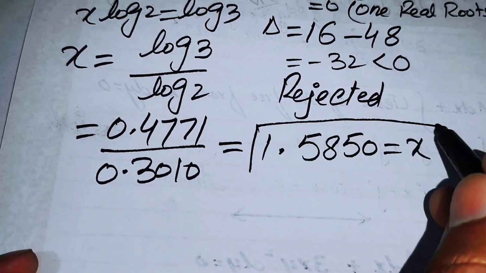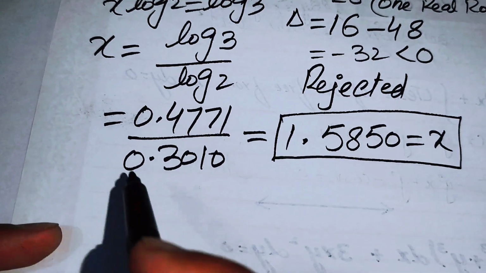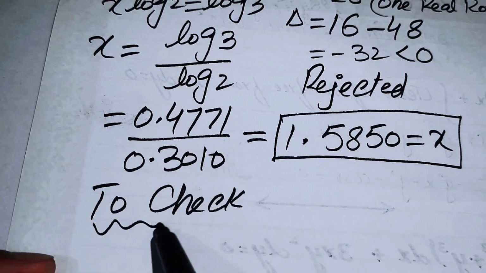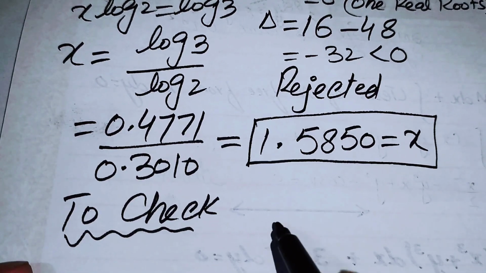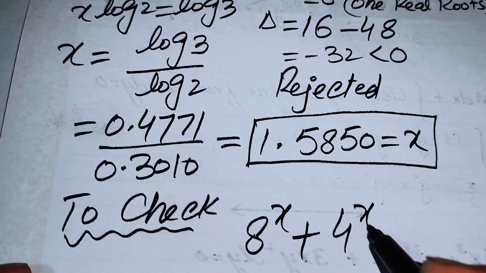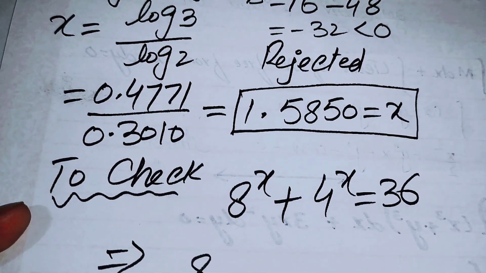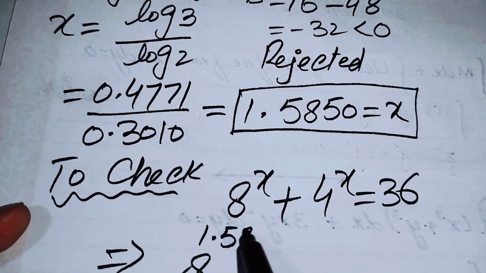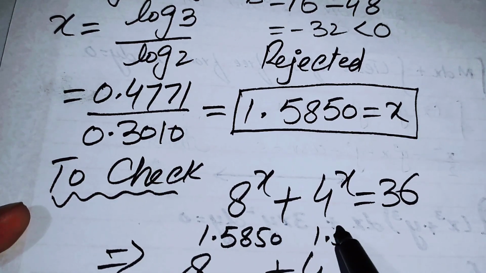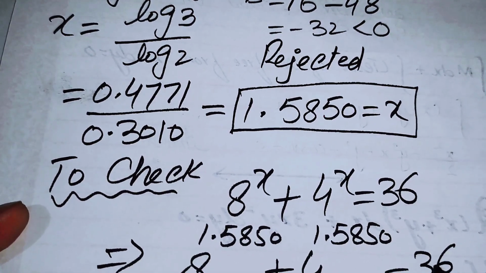So this is the answer of this question. And now in order to check this answer, we need to put the value of x in the question statement. So our question statement is 8 to the power of x plus 4 to the power of x is equal to 36, and we put here 8 to the power of 1.5850 plus 4 to the power of 1.5850 is equal to 36.